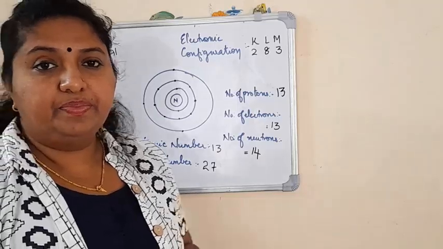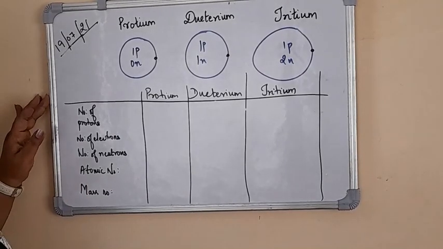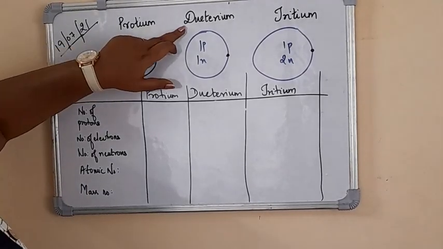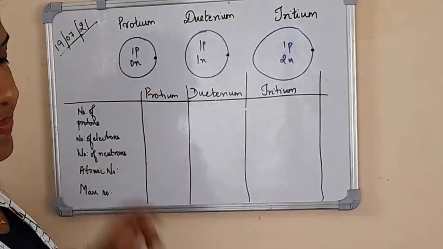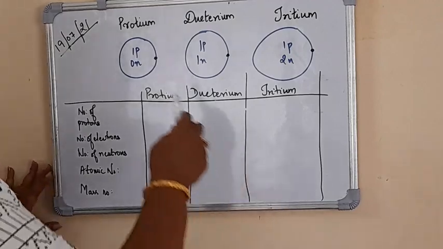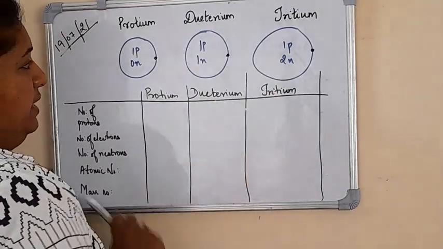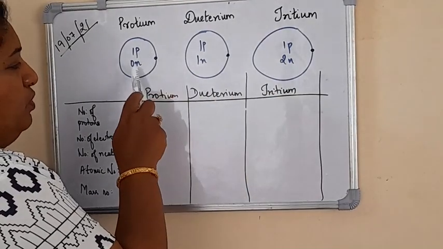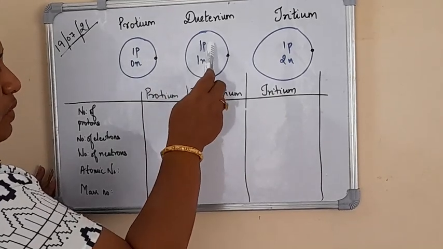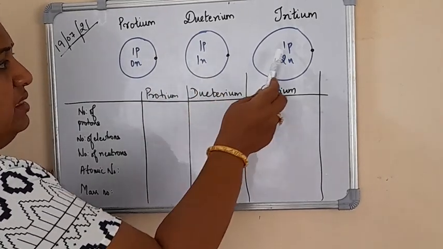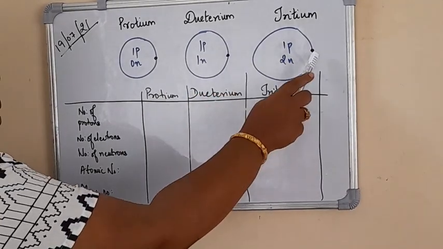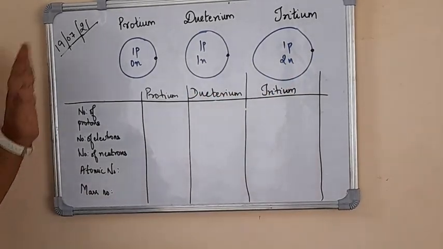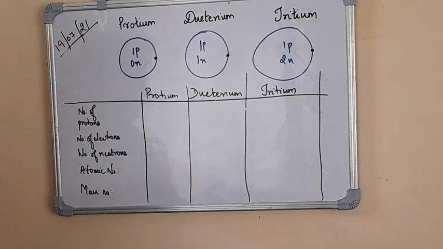Here you can see 3 names: protium, deuterium and tritium. And you can see some atom models represented here. One is having 1 proton, no neutrons. The other one, 1 proton and 1 neutron. Third one, 1 proton and 2 neutrons. 1 electron each. This figure is given in your textbook.